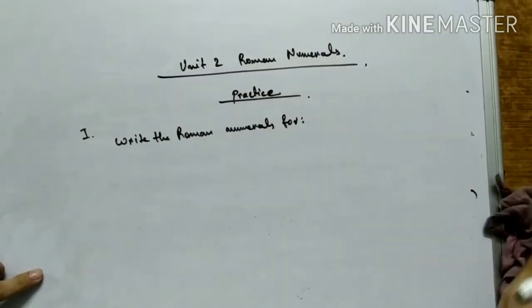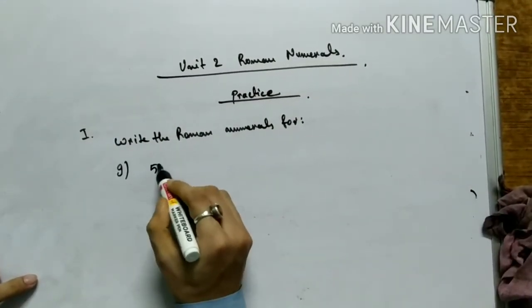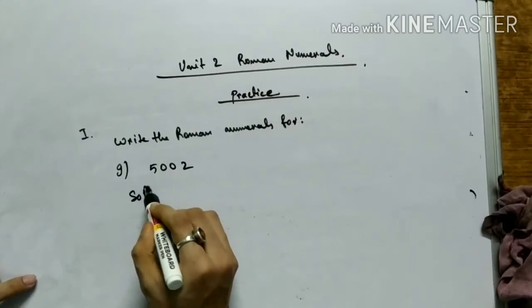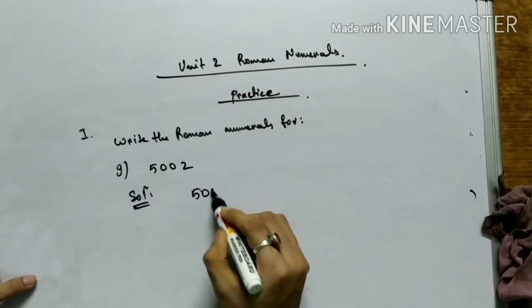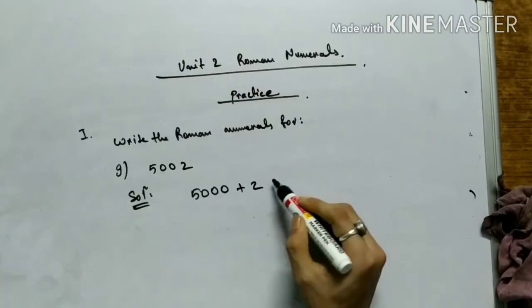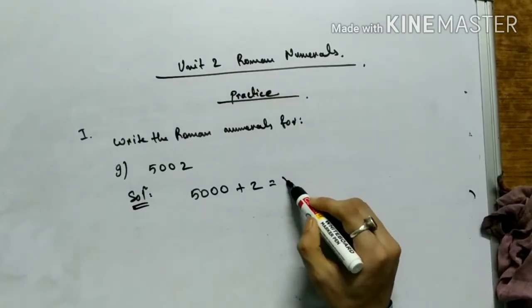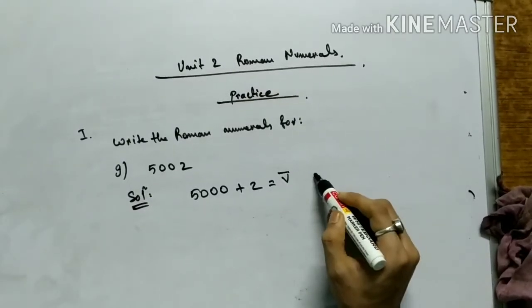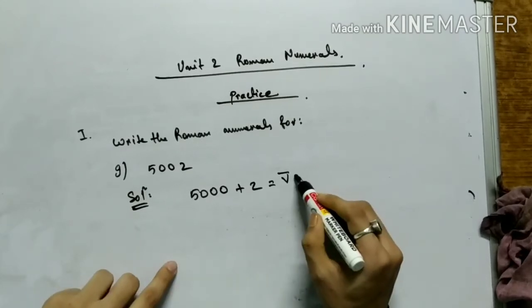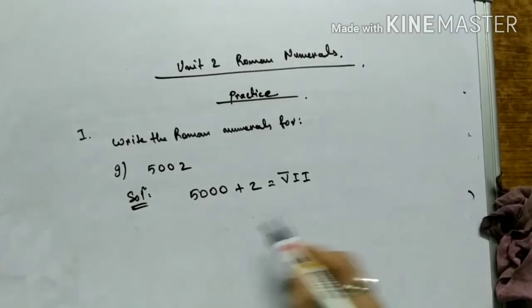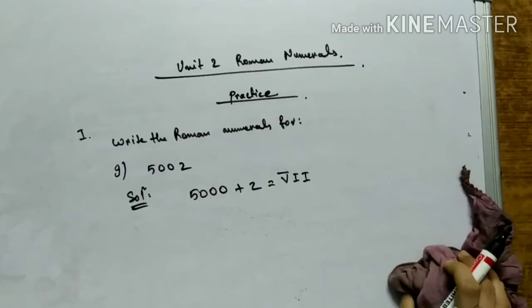Next, number G, 5002. I can write it as 5000 plus 2. 5000 I can write as V bar, and 2 I can write as II. This is our answer, V bar II.